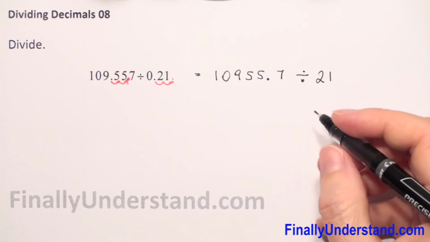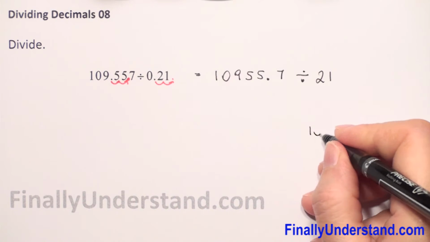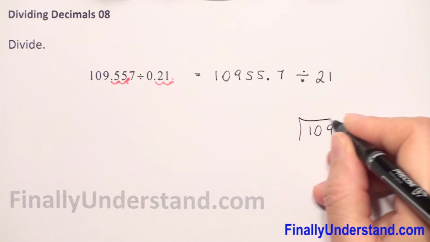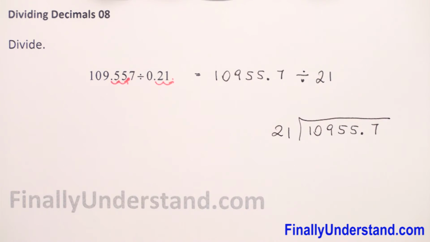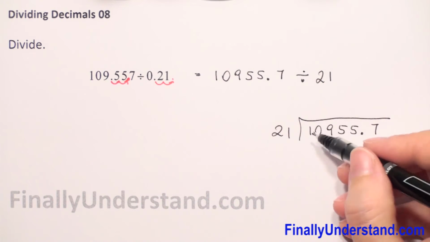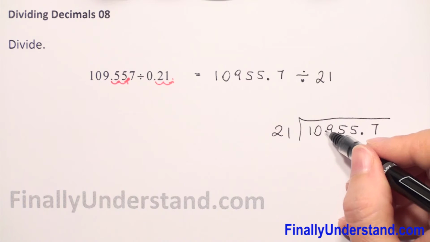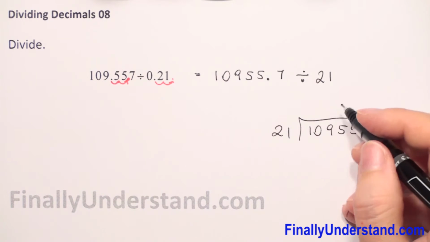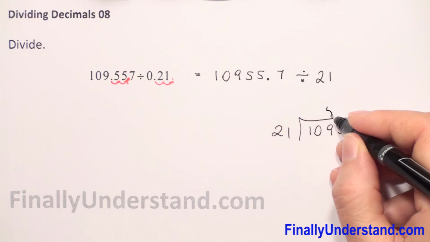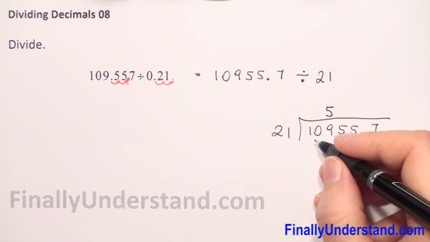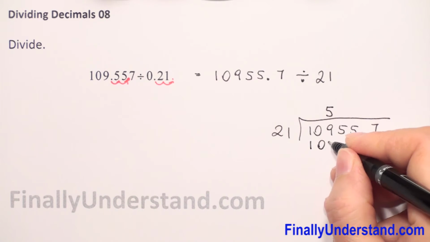And now we can write a long division. We have 10955.7 divided by 21. And we do it like division of whole numbers. So how many times can we put 21 into 109? 5 times. So on the top we write 5, and now we do multiplication. 5 times 21 is 105.